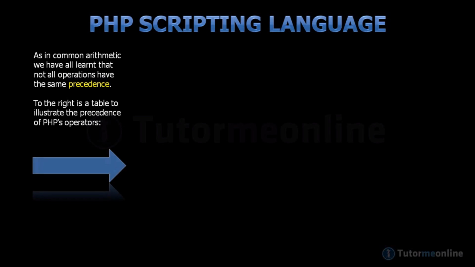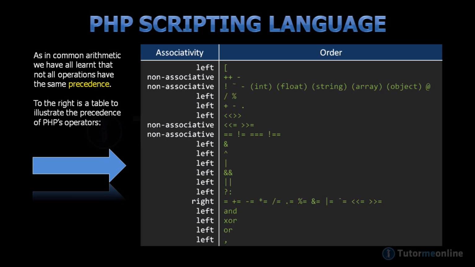So to the right is a table to illustrate the precedence of PHP operators. These we will get into as we get into the meat of the code, and you'll understand them more. So for now, this is just some extra information to have.